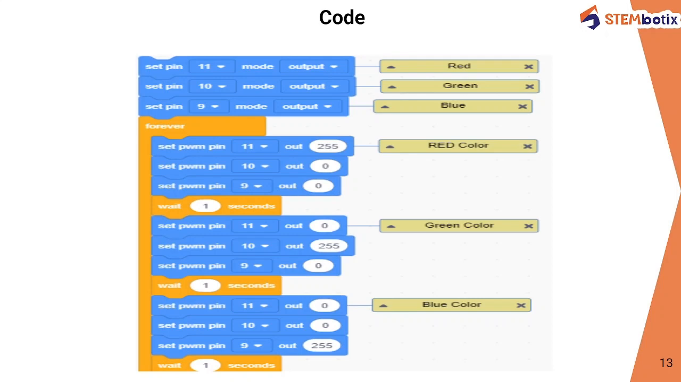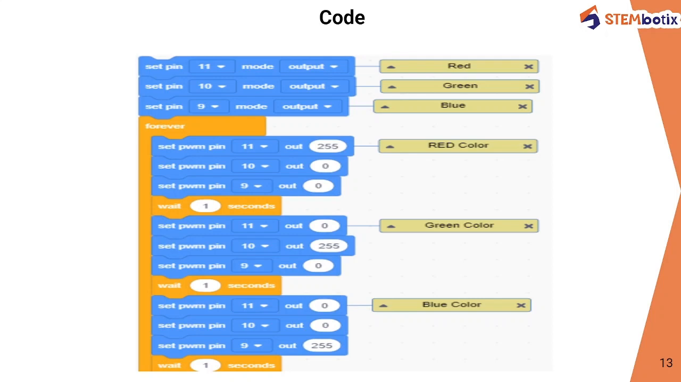So PWM is a technique where the amount of power delivered to a device can be controlled accurately and efficiently. The PWM technique can be used to control the brightness of an LED. The speed of a motor or the direction of a servo motor can be changed by using a PWM pin. There are two important factors to consider when dealing with the PWM technique: one is the duty cycle, and the other is the frequency. We will see more about the duty cycle and frequency in our next videos.